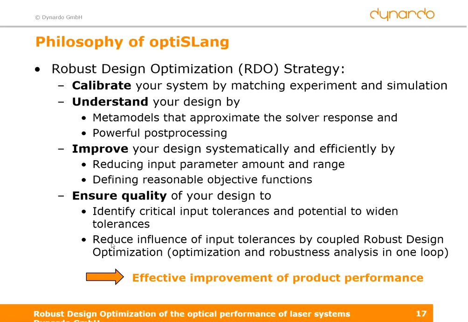And to reduce the influence of input tolerances, you might do a coupled robust design optimization, which is an optimization and robustness analysis in one loop. And this is really very sophisticated, but easy to do in optiSLang. So after all, you have a very effective improvement of your product performance.